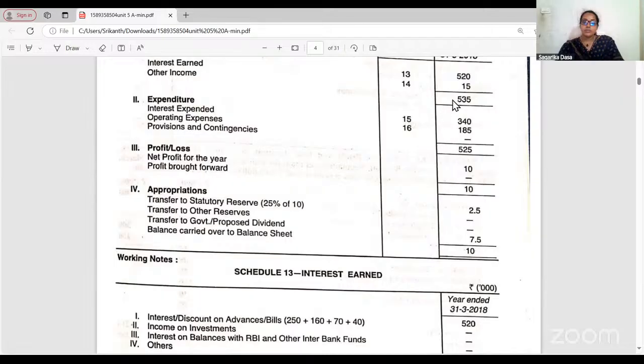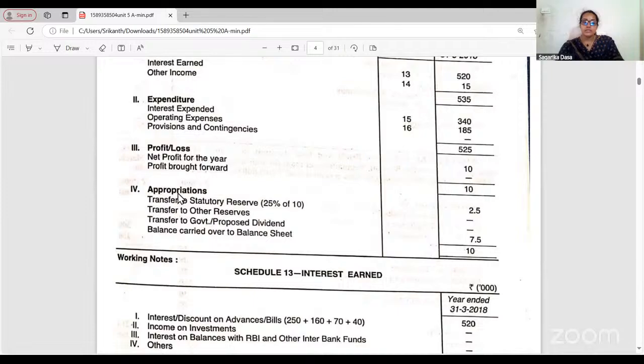So total of income 535 minus total of expenditure 525 comes to 10 rupees. 10 is the figure, that is net profit for the year, 10. We don't have any last year profit given in the problem, hence we will take it as nil. So total of current year and last year profit is 10.